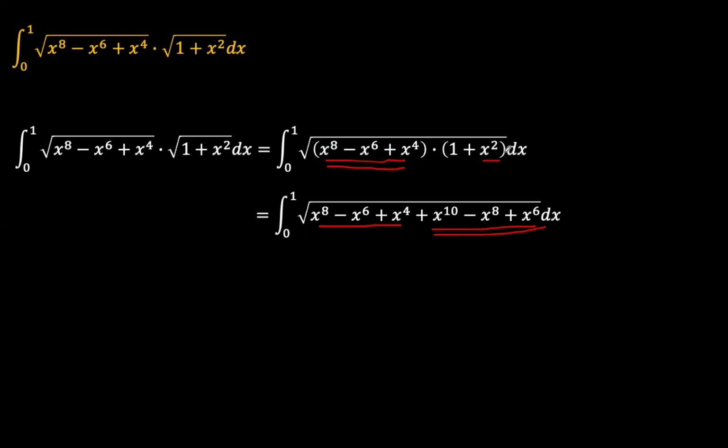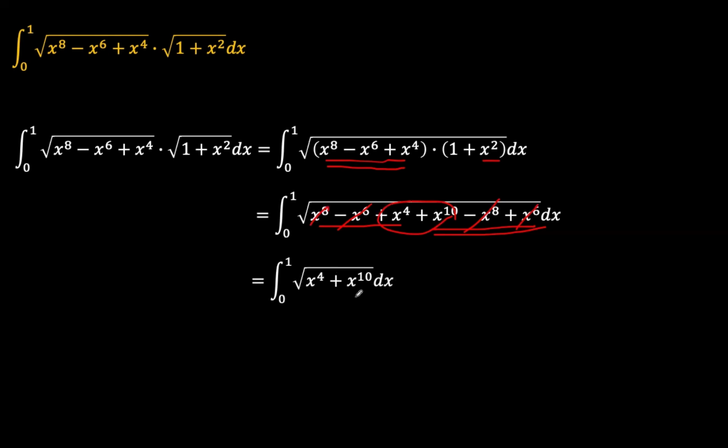So x to the power 8 times x squared is x to the power 10. Minus x to the power 6 times x squared is minus x to the power 8. And plus x to the power 4 times x squared is x to the power 6. Now what we see here is this one and this cancel, and this cancel, right? So we are left essentially with these two components, and that is x to the power 4 plus x to the power 10, all under the square root sign.